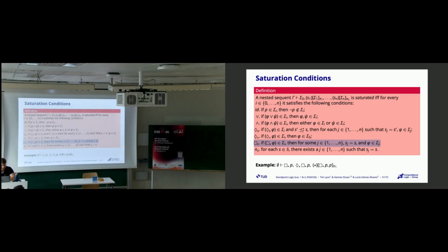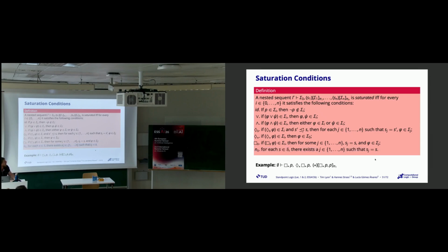So the box S saturation condition says that if I have box S phi occurring in a component, then it must be the case that there is some other component already containing phi. And last, the non-emptiness condition, which says that for every standpoint, there must be some nesting that occurs, which is tagged with that standpoint S.